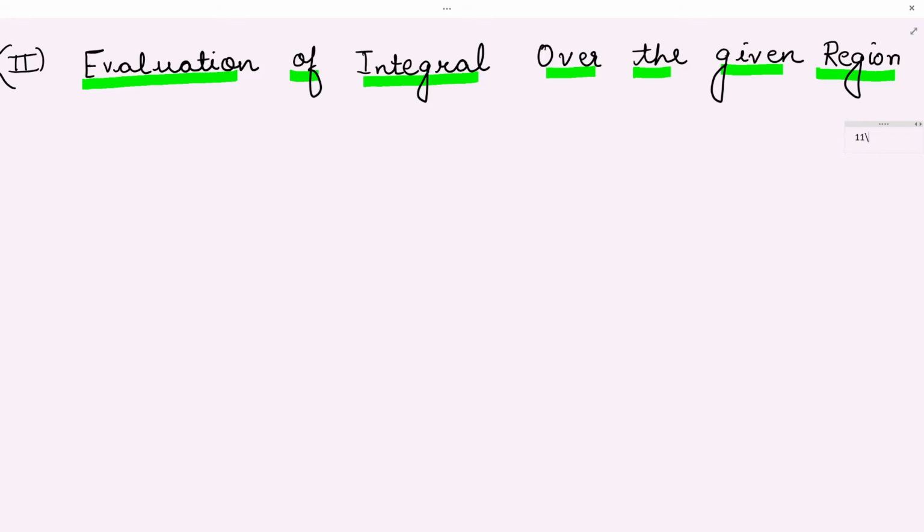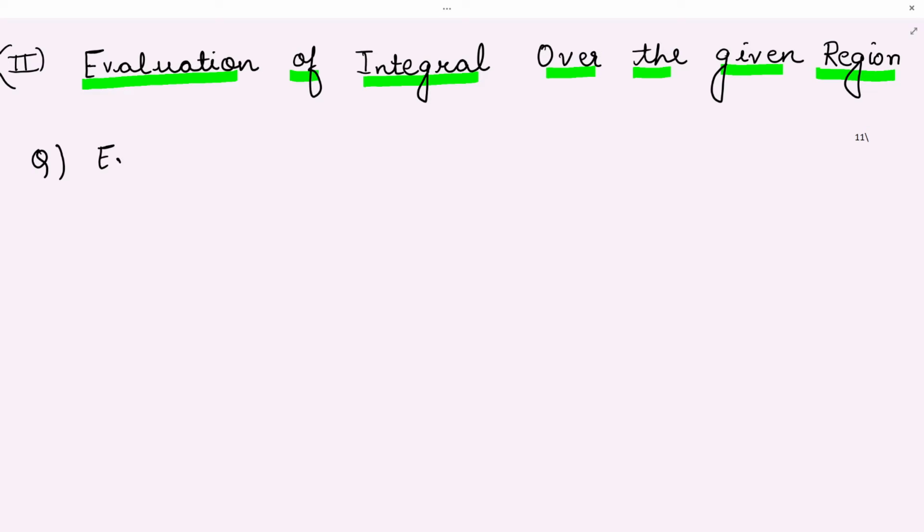So those who have missed the last lecture, please refer to the basics where I had taken various standard limits of triple integration, spherical coordinates, cylindrical coordinates. All those were taken. So we'll continue with the problems.